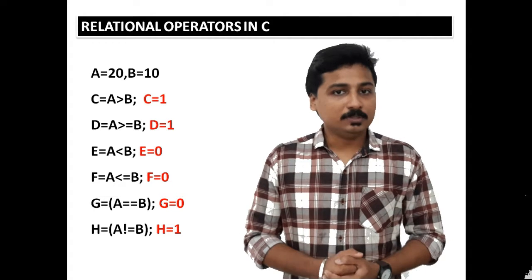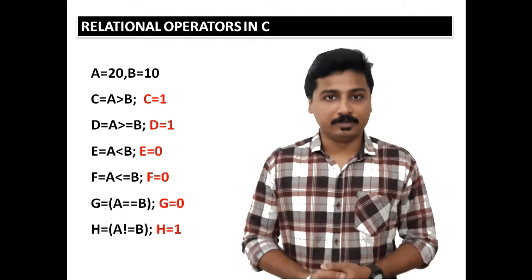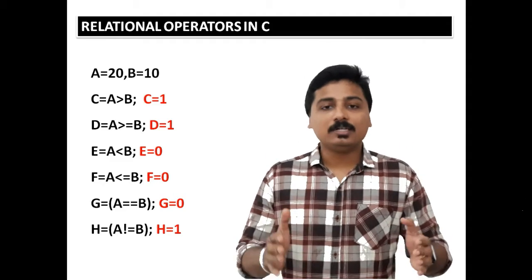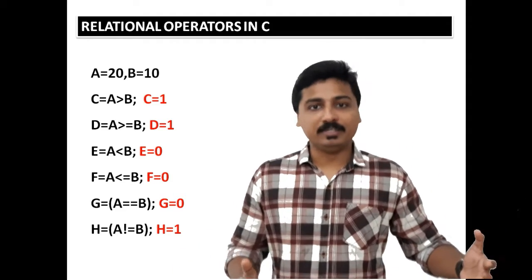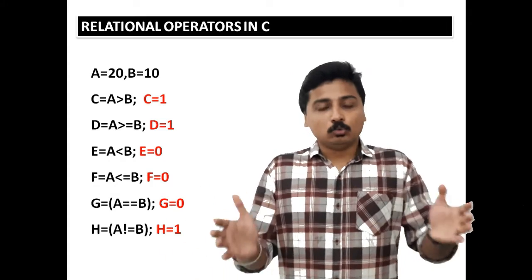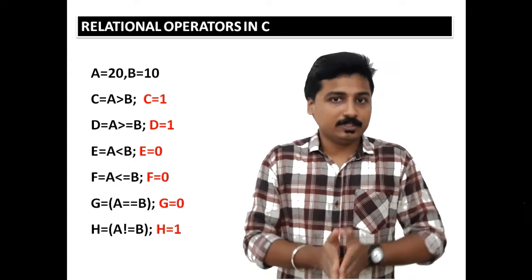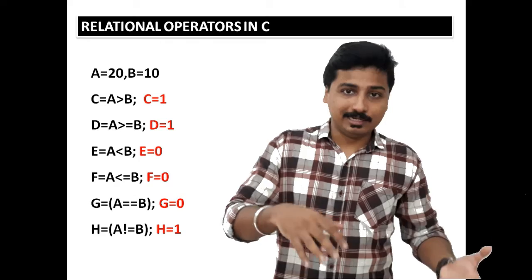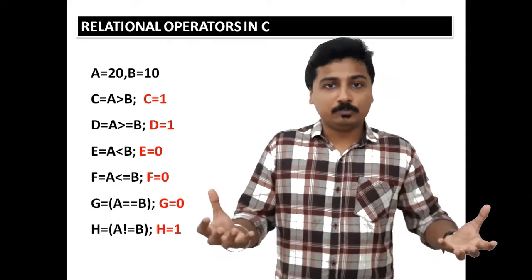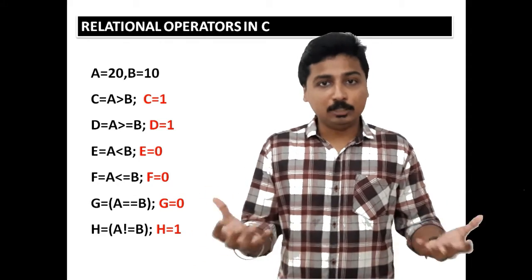So now we will be discussing the relational operator. We are using the same variables a and b. A is holding the value 20, b is holding the value 10. So we are relating these two values, whether 20 is greater than 10, whether 20 is less than 10, whether the values present inside a and b are equal or not.